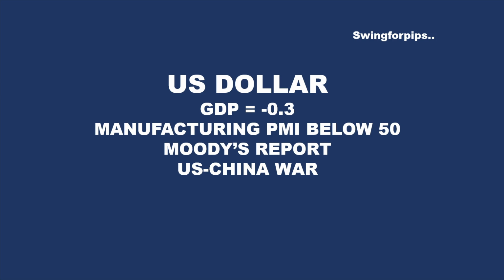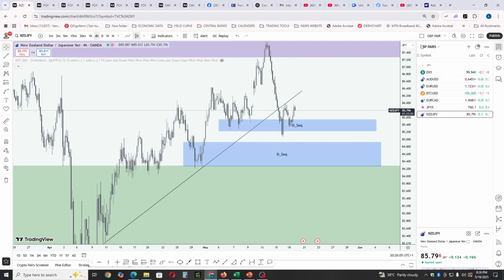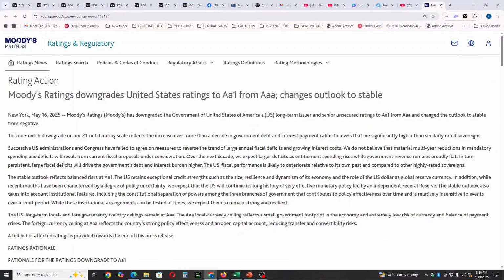We have some very not so good news for the US reports, for the US currency. Let me open this report here briefly and show you what transpired. Okay, so now look at this. This is the Moody's rating, right?